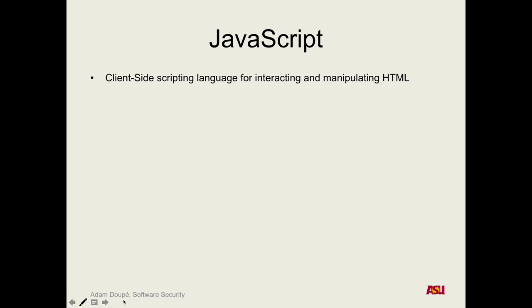JavaScript, it all comes down to JavaScript. So the key problem with HTML is it does not allow you to do any scripting or do anything dynamic, run any code on the browser. So JavaScript is a client-side scripting language for interacting with and manipulating HTML. The important thing here is client-side, which means fundamentally it's executing on your browser. It was created in September 1995, by the folks at Netscape.